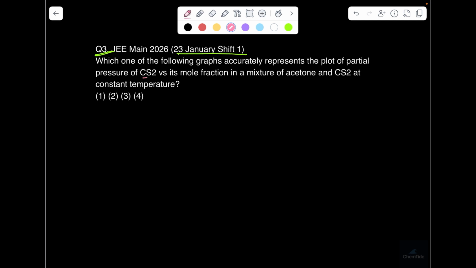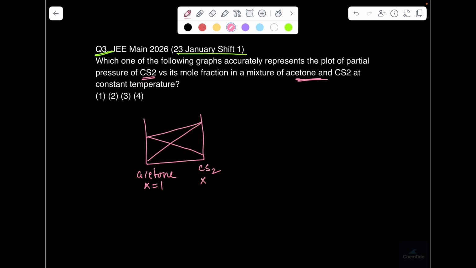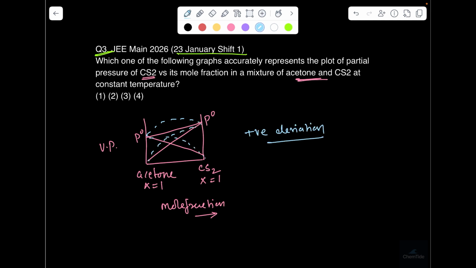Since CS2, when you are treating with acetone, will show the positive deviation, the positive deviation graph is like this way. This is the Raoult's graph. This side is acetone and that side is CS2. The mole fraction of acetone is higher there, and here the mole fraction of CS2 is higher, and this is the acetone vapor pressure and this side is the CS2 vapor pressure. So since this is the positive deviation, the graph looks like that way. So according to the graph options, answer 1 should be right.